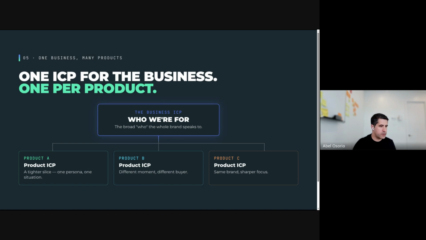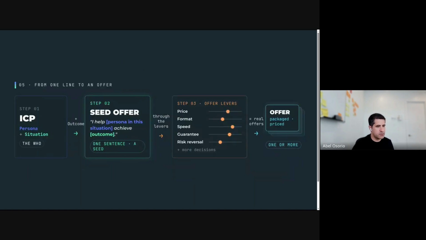So with that, I come back to the process that we follow at the lab. Again, we start with the ICP, which is persona plus situation, that gives us the who. And believe me, this is not something easy. We spend weeks going back and forth to really find a person that feels the pain in that situation strong enough to pay us for something.